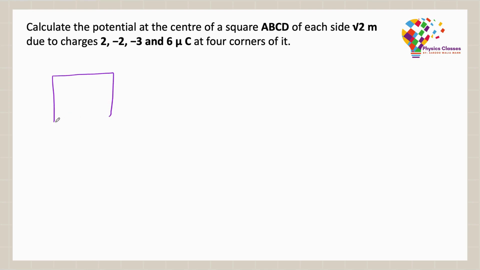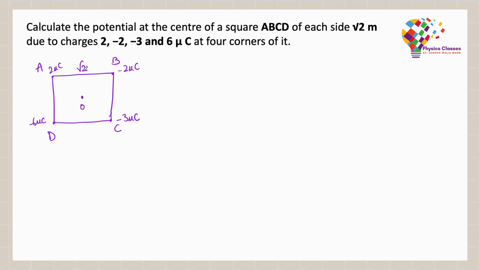So I have A, B, C and D. At point A, I put in the charge 2 microcoulombs. At B, I have minus 2 microcoulombs. At C, I have minus 3 microcoulombs. And at D, I have minus 6 microcoulombs. I want to find out the potential here at the center, and the center point, let's just call it O.